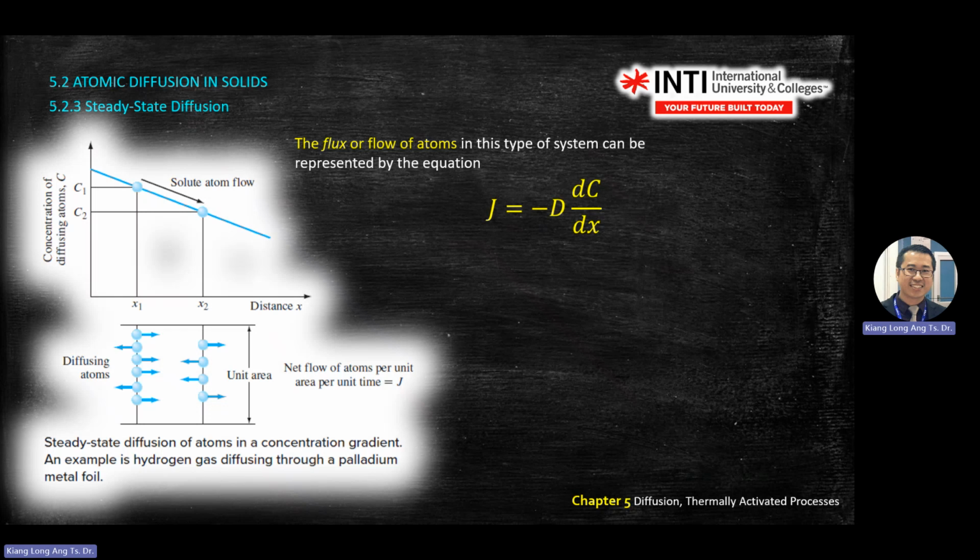Okay, this is important. We will ask you to use this equation for the flux or flow of atoms for steady state diffusion. When the question asks you to calculate a steady state diffusion, you write this equation: J equals minus D dC over dx. This is the differentiation, like dy dx. Your graph's y is your concentration, so dy dx is a gradient. Right? It's a gradient.